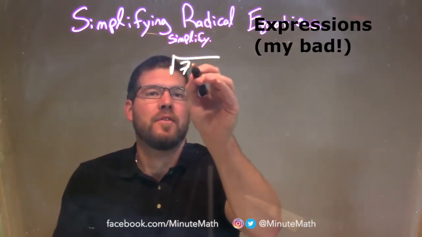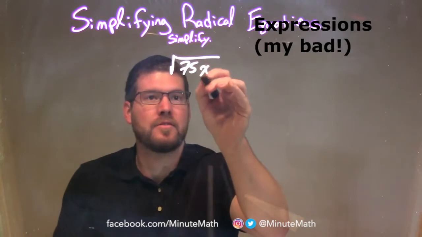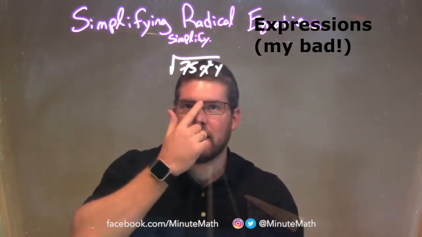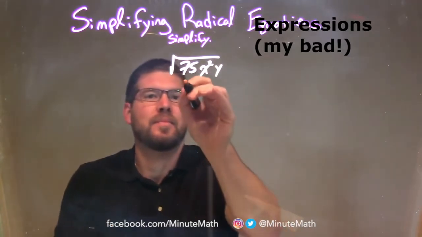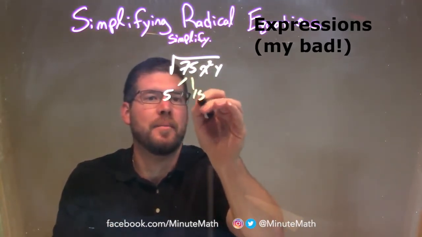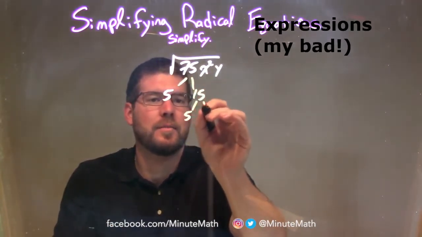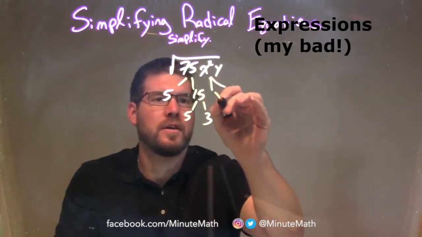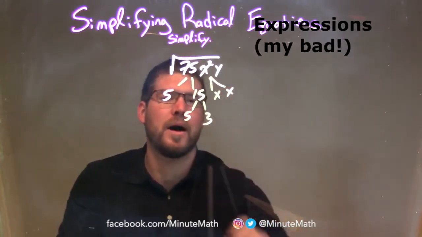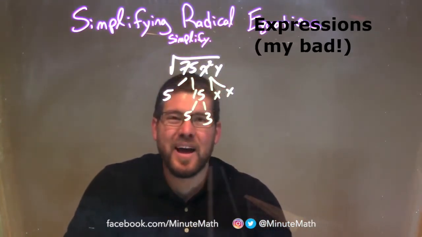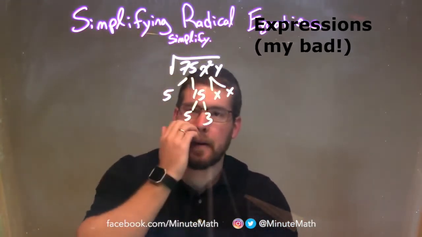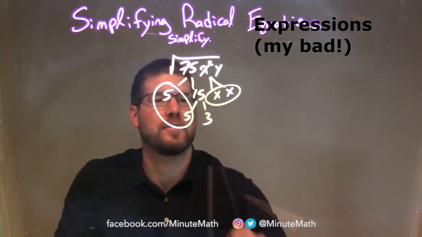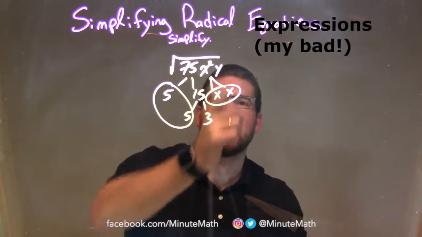The square root of 75 x squared times y. Well, 75, I need to break that down by prime factorization. That's 5 times 15. 15 is just 5 times 3. So I've broken down to all my prime numbers. X squared is just x times x, and y is just by itself. So now that I've broken this down, I'm going to circle my pairs. I have a pair of 5's, and a pair of x's. What's left is my 3 and my y.